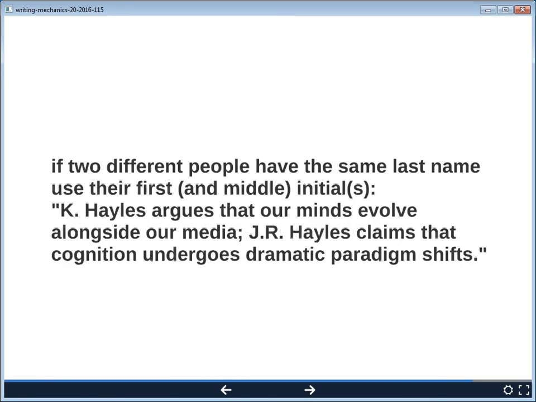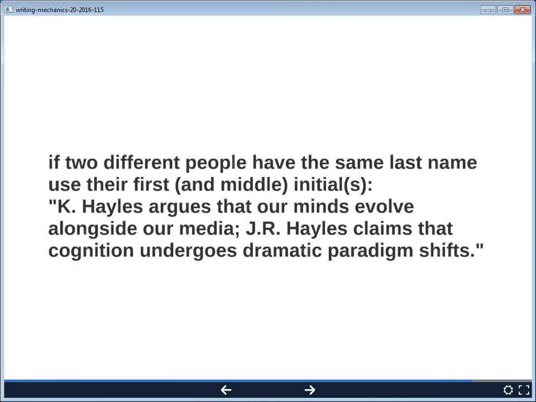If you end up in the strange situation where you have two different people with the same last name, use their first and, if possible, their middle initial to distinguish between them. So if we had two people named Hayles, one Catherine Hayles and one J.R. Hayles, we just say K. Hayles argues that our minds evolve alongside our media, and J.R. Hayles claims that cognition undergoes dramatic paradigm shifts. This doesn't happen very often, but if it does, it's easy to get around. Just use the first initials.